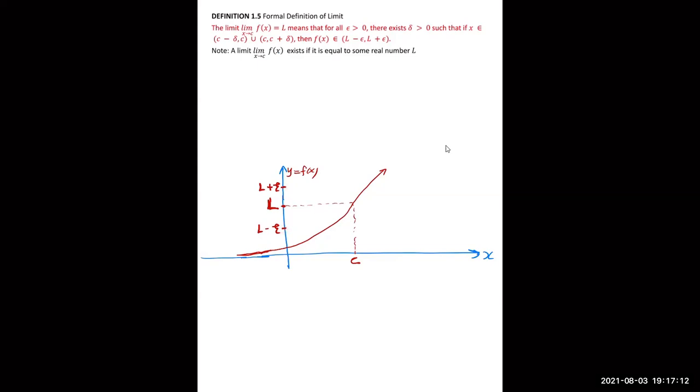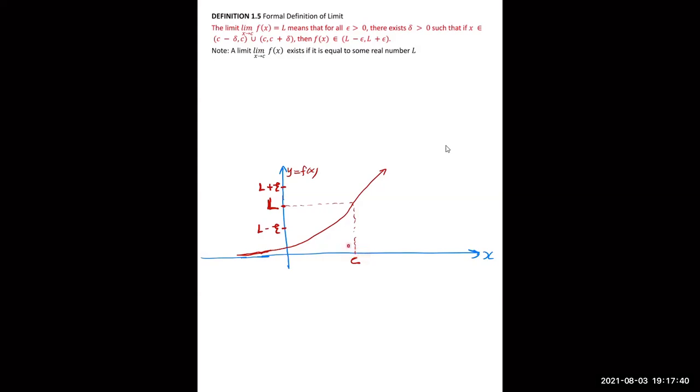What does this definition tell you? There should exist some delta such that if you pick your x in that delta punctured neighborhood, then your f of x, your y value, should land in this interval. So that means you should be able to find the delta punctured neighborhood around the point C. Delta punctured neighborhood means this open neighborhood without this point C. You remove the point C.